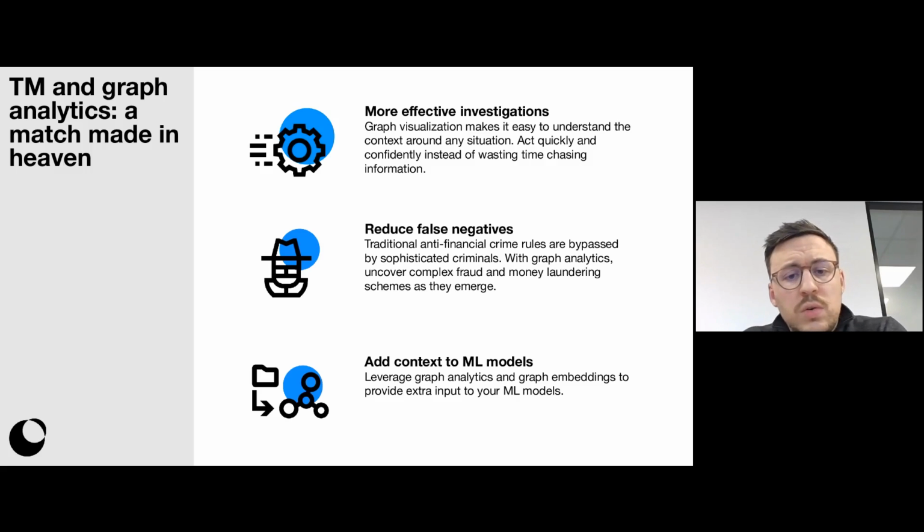Traditional anti-financial crime rules are bypassed by sophisticated criminals. With graph analytics, you can uncover complex fraud and money laundering schemes as they emerge. And you can even add context to machine learning models. You can leverage graph analytics and graph embeddings to provide extra inputs to your machine learning models.